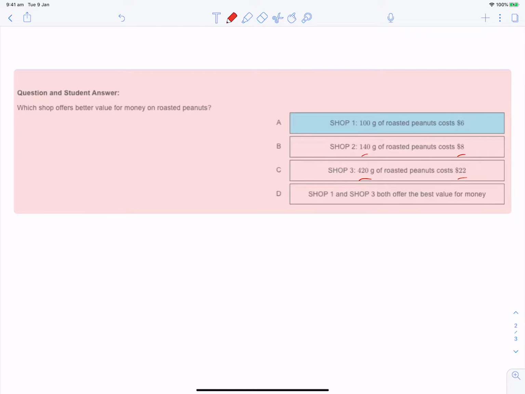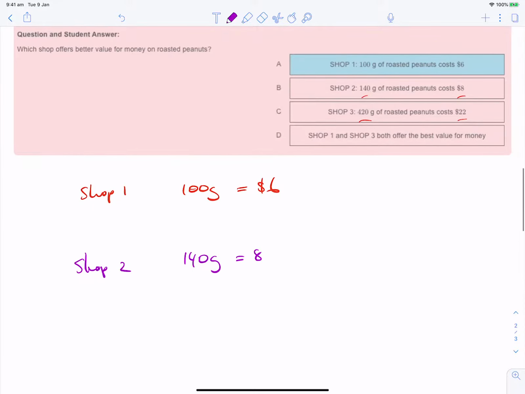So we've got sort of two different options for doing this, and we'll write it out. Start off with shop 1. 100 grams equals $6. Shop 2, 140 grams equals $8. And shop 3, 420 grams equals $22.